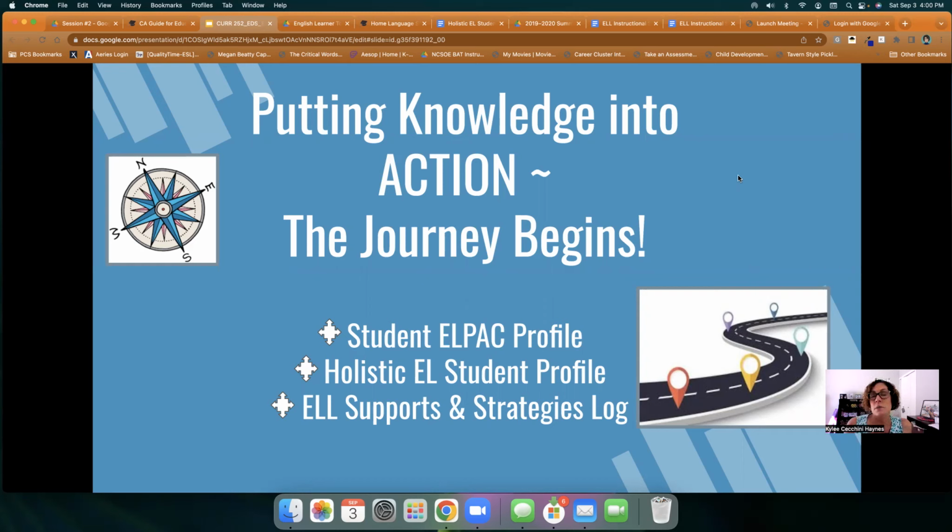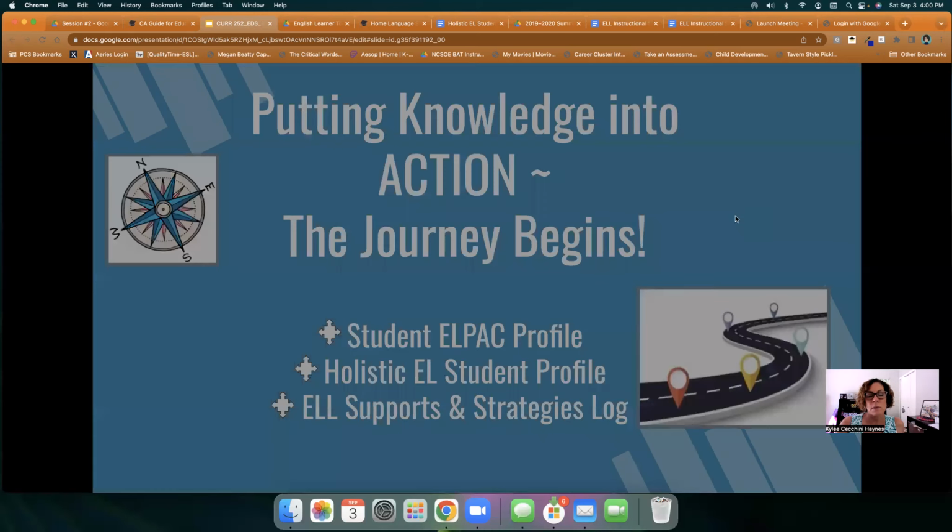And our journey is to move the students forward, right? So what we're going to be using to help us in our planning and mapping out our journey is the student profile that I talked about earlier, early in the slide deck. We'll look at that again. We just looked at the LPAC profile. I'm thinking of the holistic student profile. That's what we looked at very early on. So the holistic EL student profile, we'll look at the LPAC profile, and then we're going to look at the supports and strategies log that I'm going to have you begin.